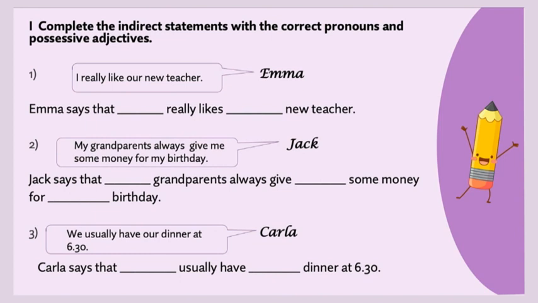Activity 1. Complete the indirect statements with the correct pronouns and possessive adjectives. Popuni indirektne izjave tačnom zamenicom ili prisvojnim pridevom. I really like our new teacher. Emma says that she really likes their new teacher. My grandparents always give me some money for my birthday. Jack says that his grandparents always give him some money for his birthday.